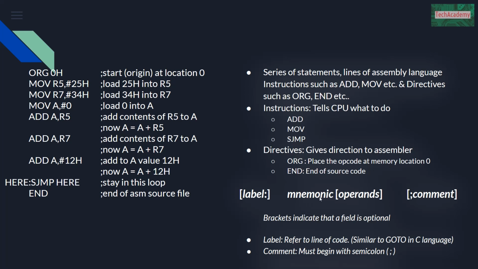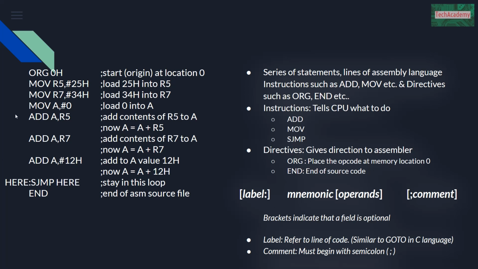So let's say add is the mnemonic, and the operands are A comma, let's say R7. This is how we can write a code, and we can write a comment for that particular code or instruction which we have written. Again, label is the optional field.